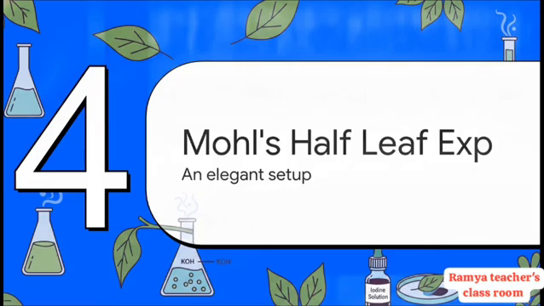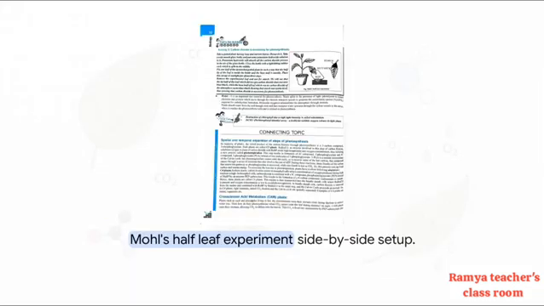All right, Section 4, Moll's half-leaf experiment. Let's look at this incredibly elegant setup. Now, what's really interesting about this slide is how simple but brilliant it is. Armed with our potassium hydroxide and iodine, we're ready for one of the most elegant physical setups in biology. The sheer simplicity here is just great.